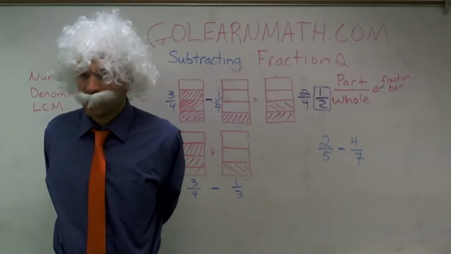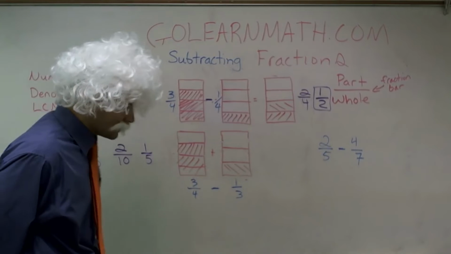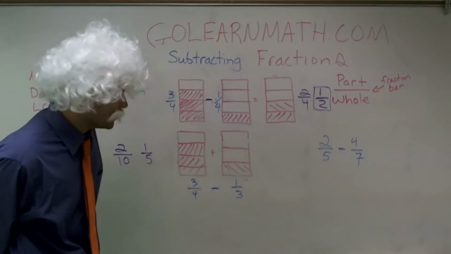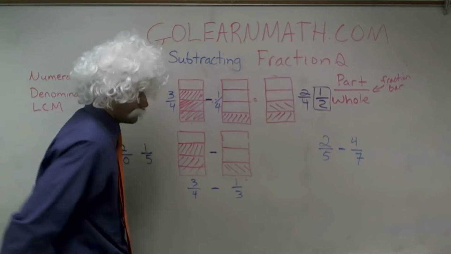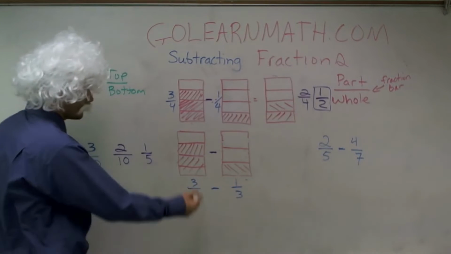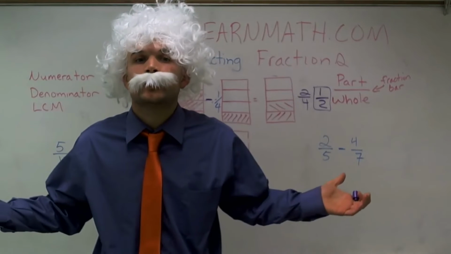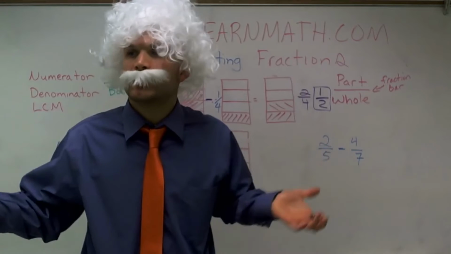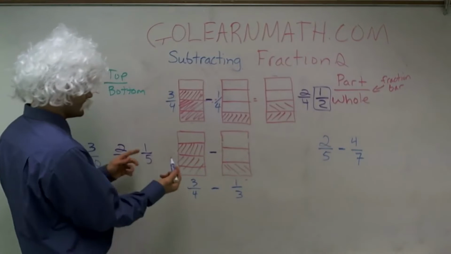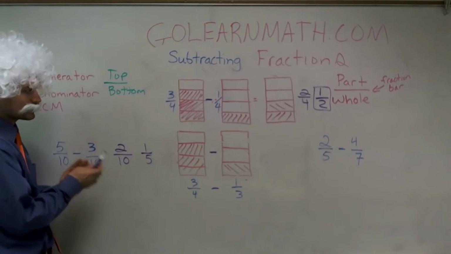Now, let's say we have a problem. Let's say now I have 3/4 of a candy bar, and I want to subtract 1/3 of another candy bar. How many parts of a candy bar am I going to have left? Now, it's easy when you have the denominators that are the same, because you can just subtract the numerators.